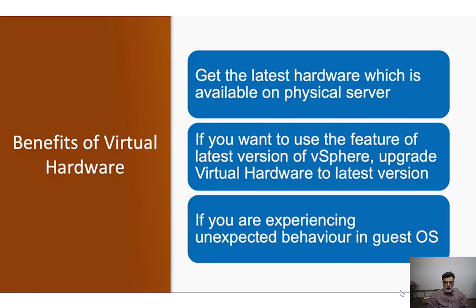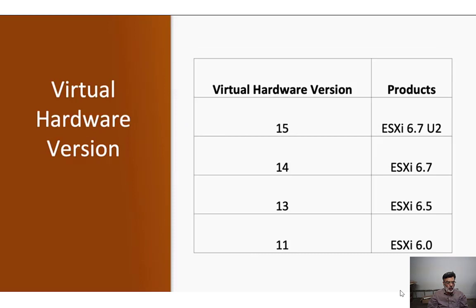If you want to use the features of the latest version of vSphere, upgrade the virtual hardware to the latest version. If you don't get the same latest version on your guest machine, it means you need to upgrade your hardware, otherwise you may see unexpected behavior in your guest operating system. These are some hardware versions related to older ESXi versions. For example, ESXi 6.7 update 2 has hardware version 15, 6.7 has hardware version 14, 6.5 has hardware version 13, and version 6 has hardware version 11.